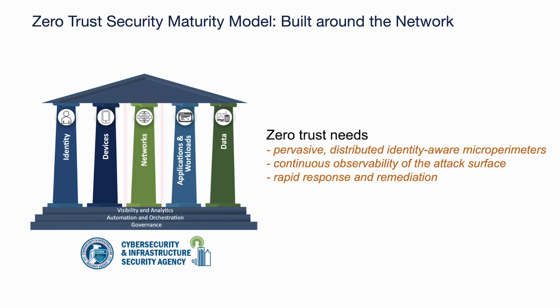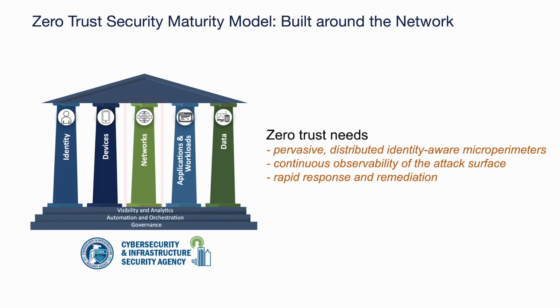If I were to summarize that document, 3 things jump out at me. Firstly, zero trust needs pervasive, distributed, identity-aware microperimeters. What that means is you can no longer rely on your perimeter firewalls or your perimeter controls to keep the bad stuff out. You have to account for microperimeters that surround each and every asset of significance within your organization.